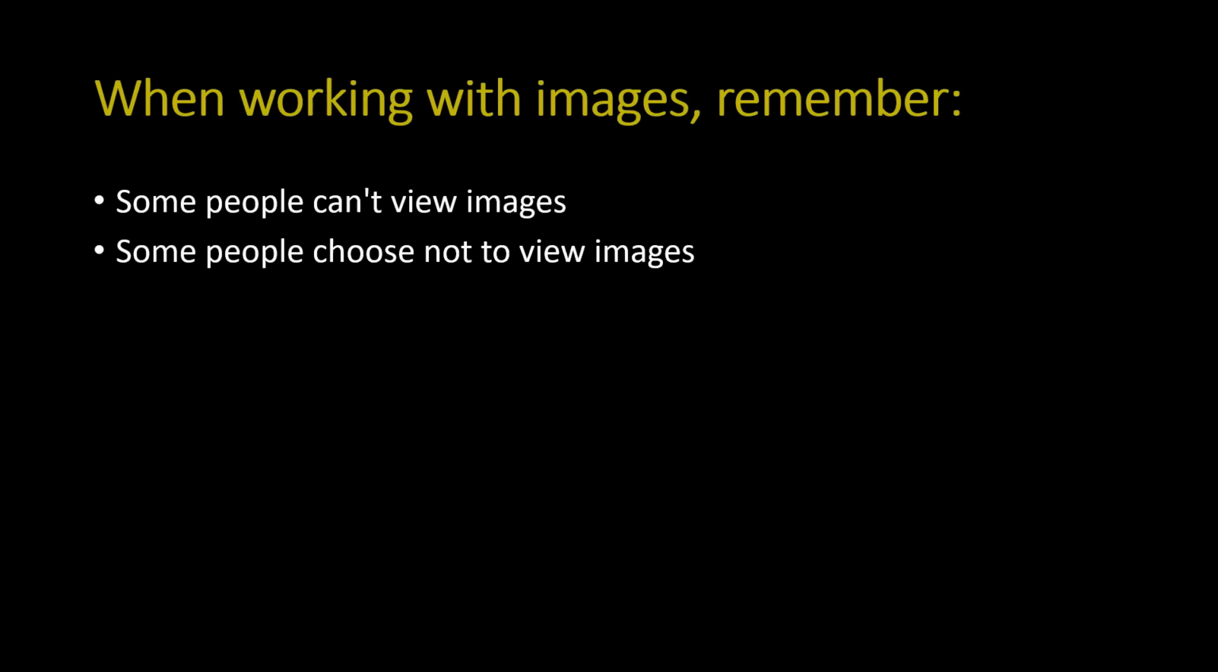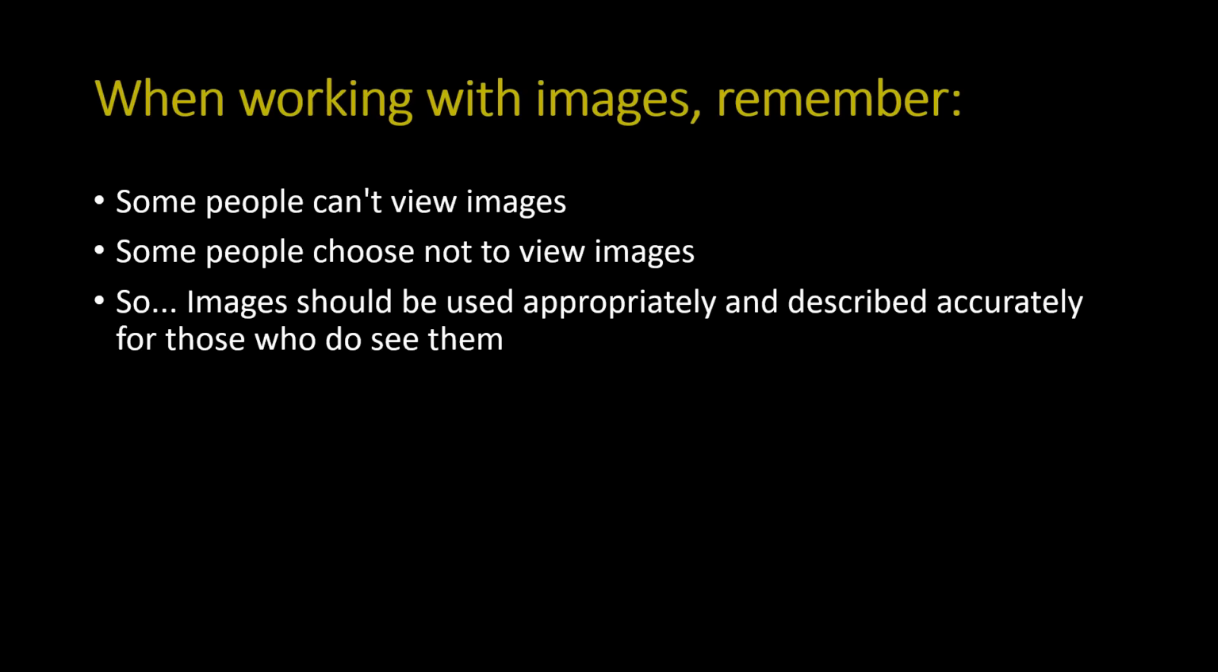You want to remember when you're working with images that some people can't view images, right? They're interacting with the internet through something like a screen reader that is telling them what's on the page. Also, some people choose not to view images, maybe because of the type of technology they're using to view the internet. Maybe they have to worry about bandwidth or file size, and so images take longer to load, and so they turn off those images, or they just dislike the visual clutter. So what that means is we should be using images appropriately and describing them accurately for those who do not see them. And that does have some ramifications when we think about our coding.